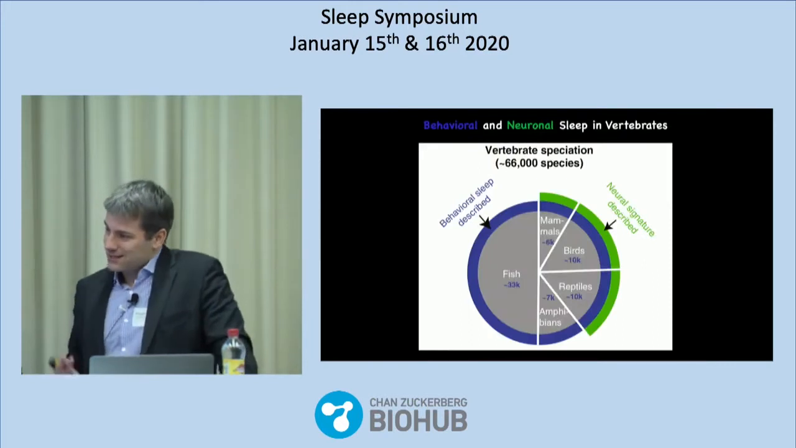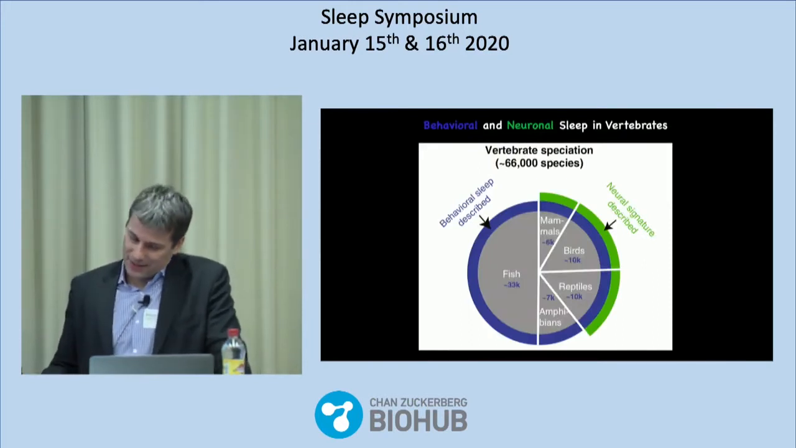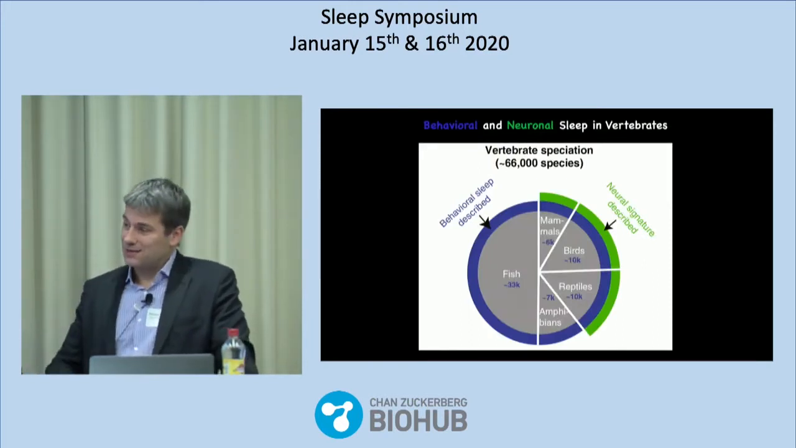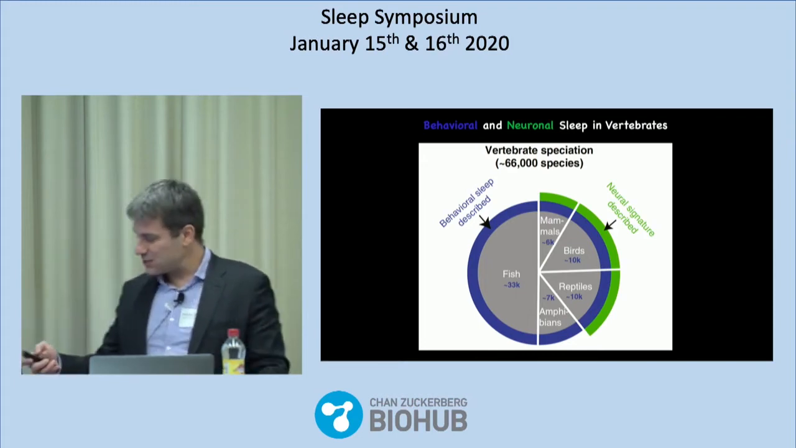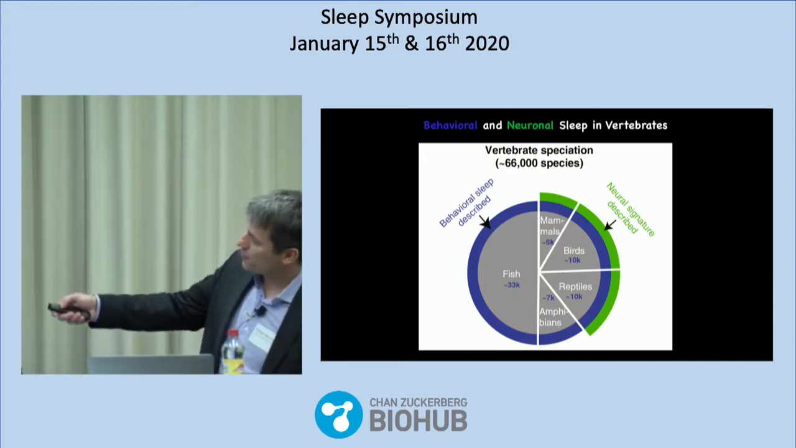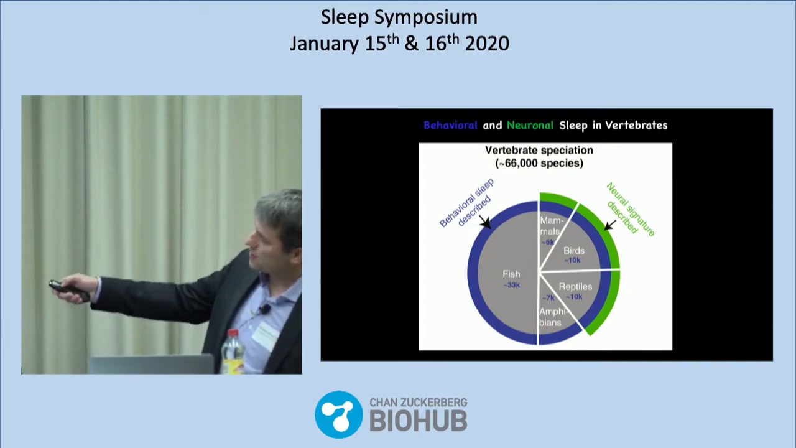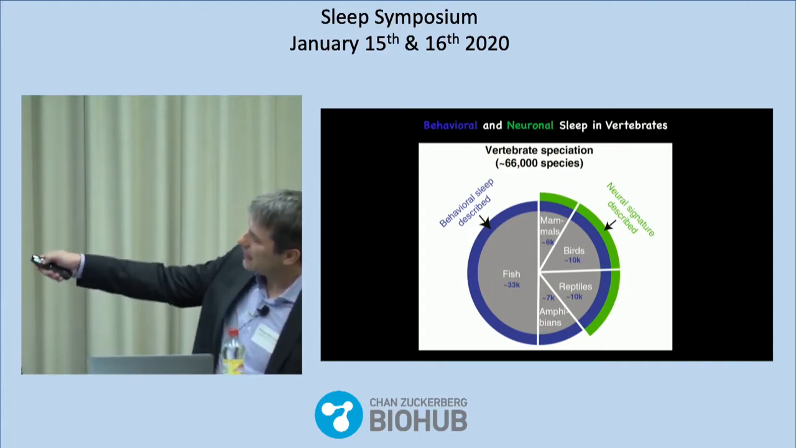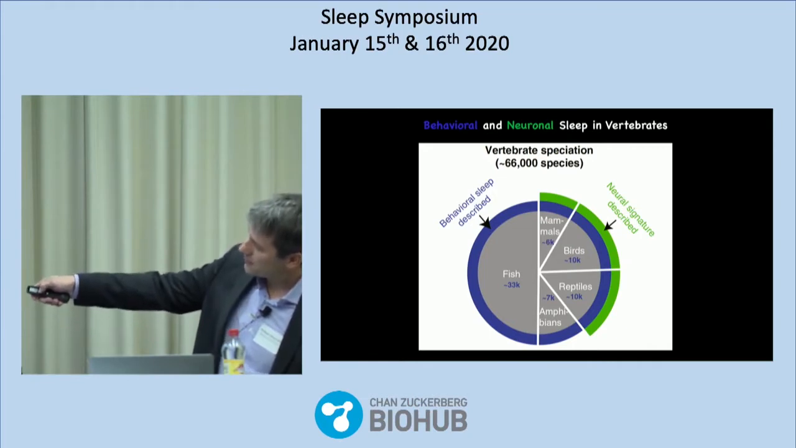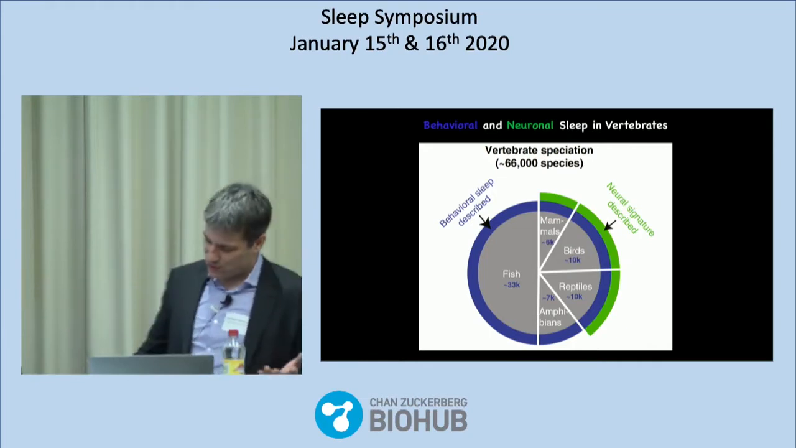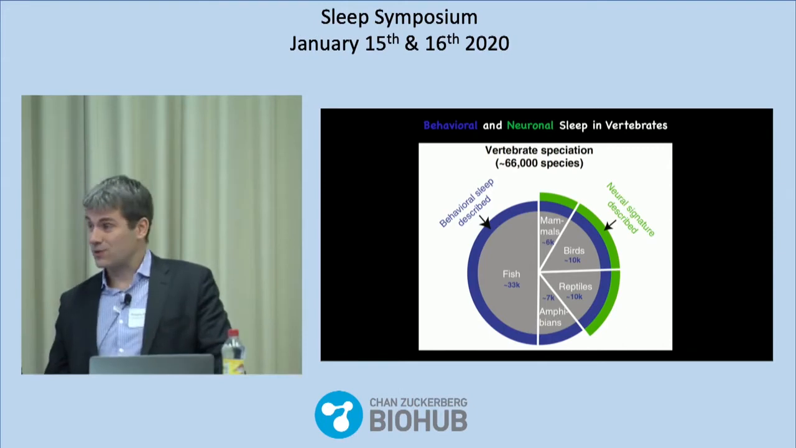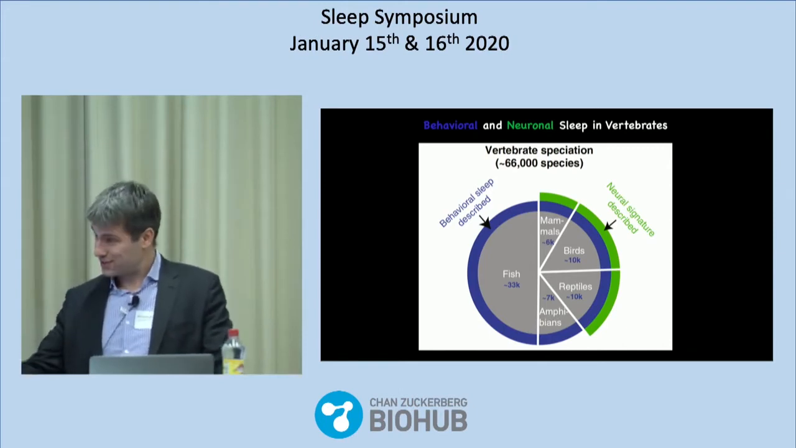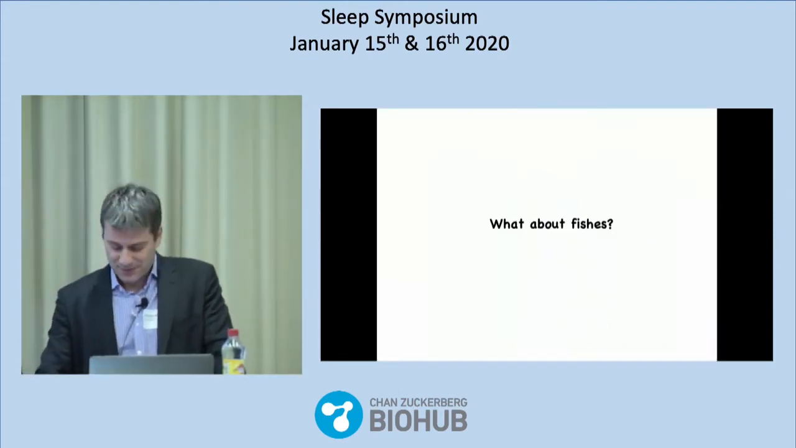But of course, amniotes are not the only vertebrate species on this planet, right? And it's actually the smallest part. So here you've got on this brie or camembert, the blue represents where behavioral sleep has been found and the green neural sleep. So we don't know about amphibians, but my lab is interested in fish, so we look there because it's more than half of the vertebrate species. So it matters. So what about fish?